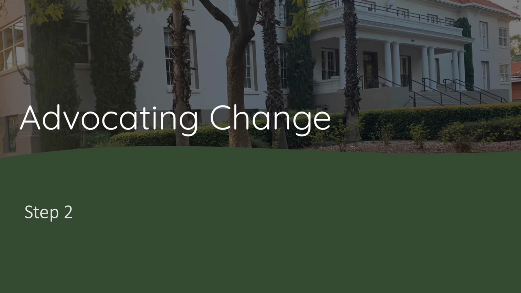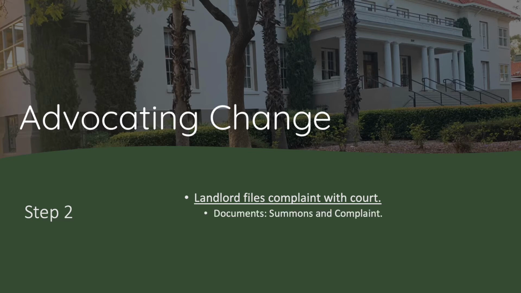Step 2. The landlord files the complaint with the court. The landlord will file a summons and complaint for an eviction with the court to get the case started. After filing, the landlord must then serve the tenant a copy of the summons and complaint.